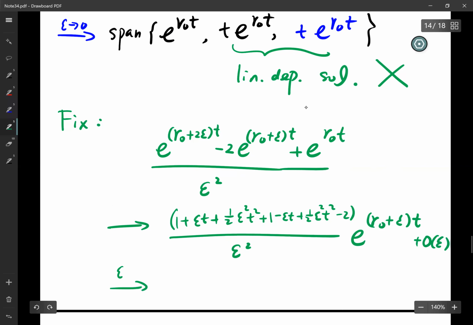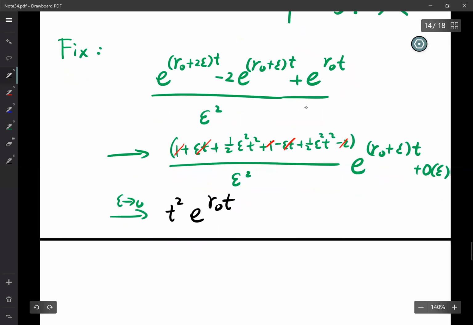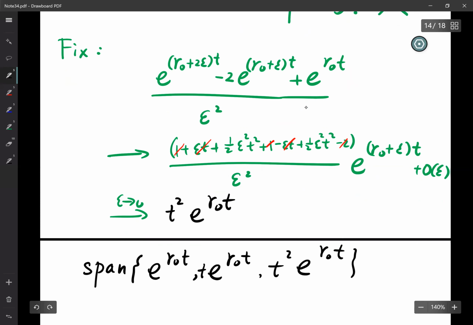So now take epsilon to 0. I found that 1, 1, 2 cancels. This one cancels. I only leave with this term. Epsilon squared was canceled here, and therefore I have t squared times exponential r0 t. So indeed, the span, if you have the third root, is exponential r0 t, t exponential r0 t, and the third one is t squared exponential r0 t.